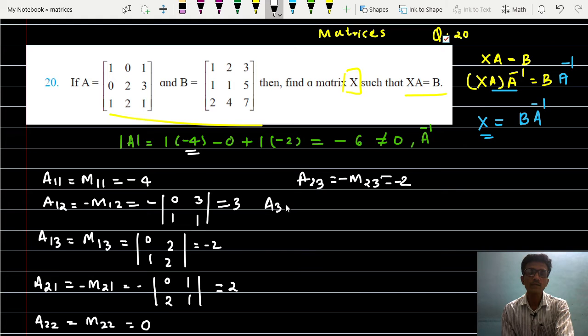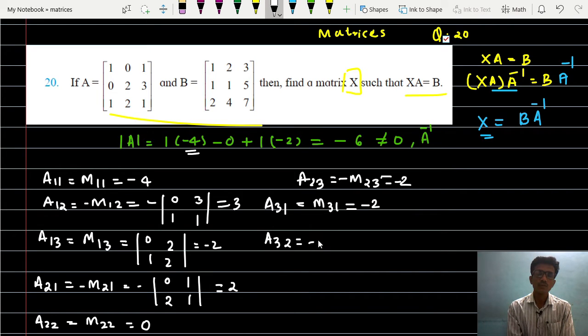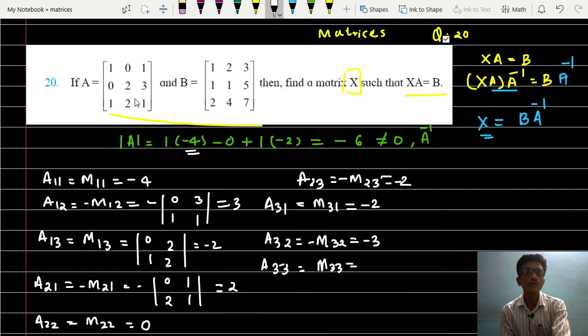Then A31 is equal to M31. Leaving the third row and first column, we get 0, 1, 2, 3. Its expansion is minus 2, which is minus 2. Then A32 is equal to minus of M32. Leaving the third row and second column, we get 3 minus 0, and so minus 3. Then A33 is equal to M33, the value of this determinant, leaving the third row and third column: 1, 0, 0, 2. Its expansion is 2. Thus we have got all the cofactors.